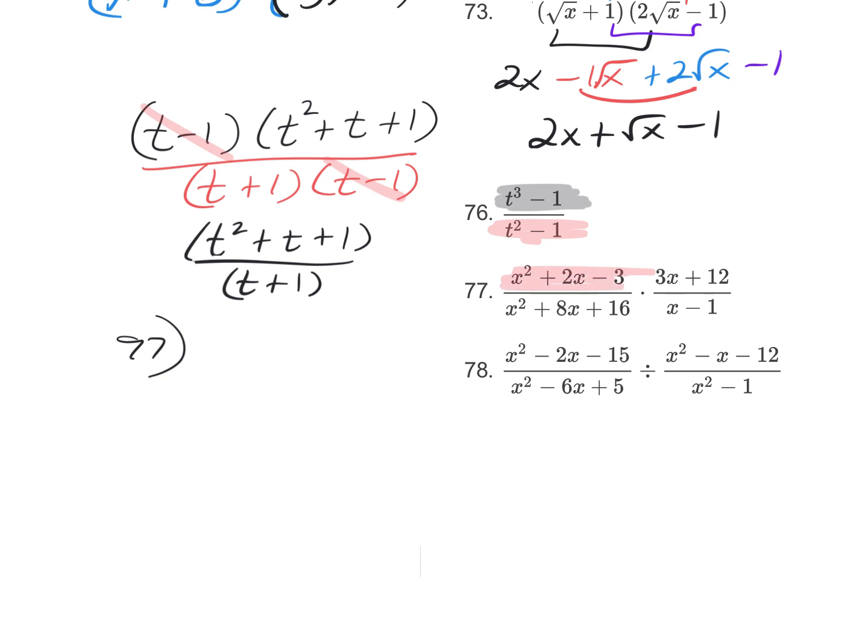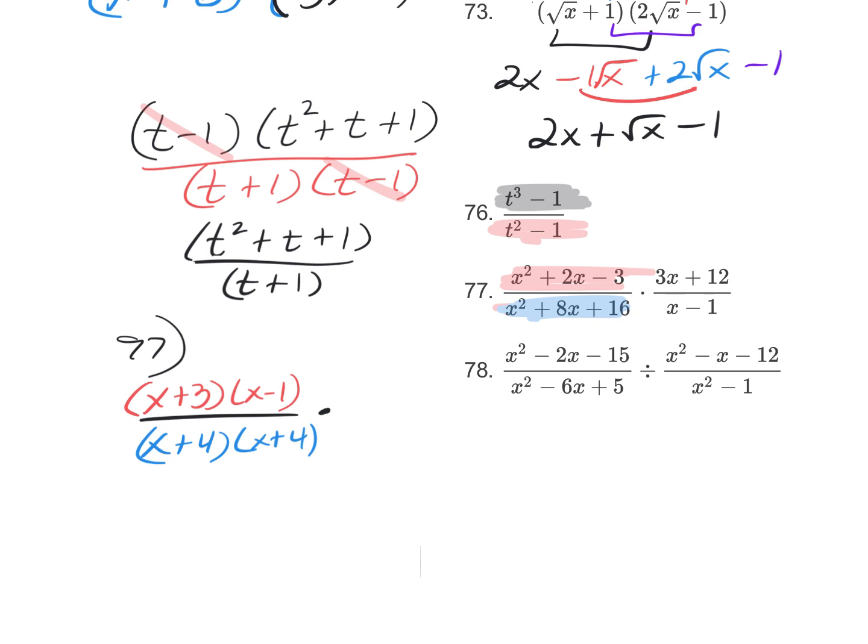So the factors of negative 3 that give me positive 2 are going to be x plus 3 and x minus 1. The denominator, factors of 16 that give me 8, it's actually a perfect square trinomial. This will factor into x plus 4 and x plus 4. It's a binomial squared. But I'm going to leave them apart just to make it easier for simplifying.